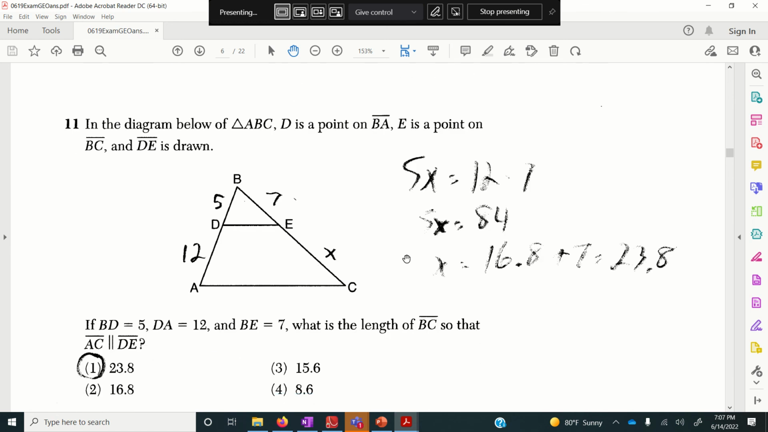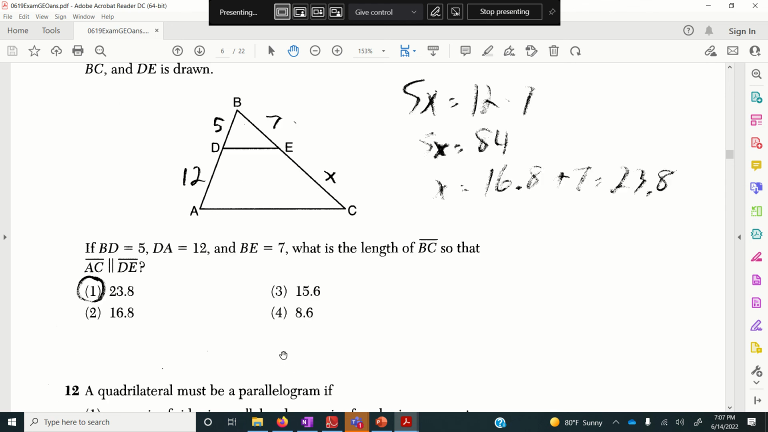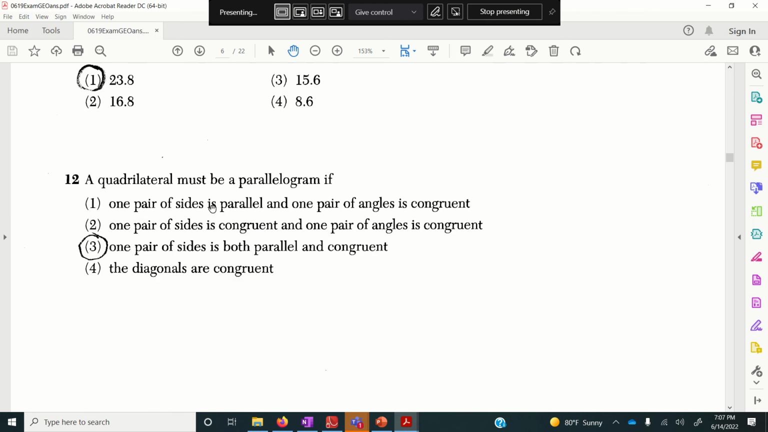So same thing. Okay, you could do 5 over 12, 7 over x, and just make sure you add that 7 back onto your answer. So it'd be choice 1. A quadrilateral must be a parallelogram if, choice 3, one pair of sides is both congruent and parallel. If one pair of sides is parallel and one pair of angles is congruent, that is definitely not enough. One pair of sides is congruent and one pair of angles is congruent is also not enough.